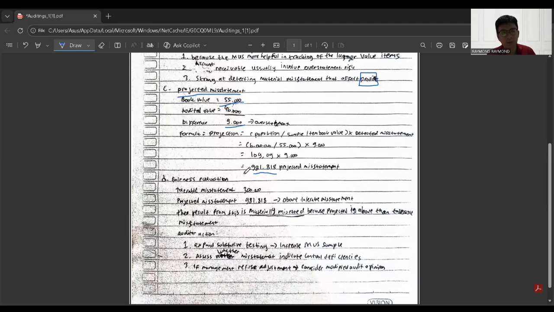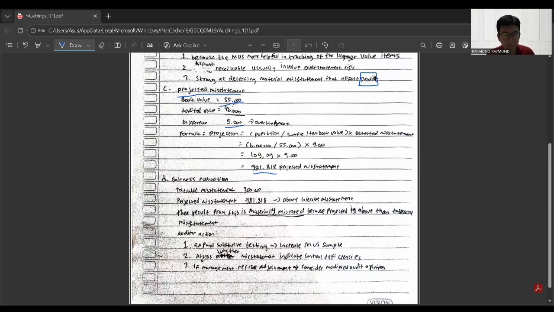Okay, next, after we calculate this, we can see the fairness of the accounts receivable. So we go to the fairness evaluation. Tolerable misstatement is 300,000. Projected misstatement is 981,818, which is above the tolerable misstatement. The result is that it is materially misstated, because the projected misstatement is above the tolerable misstatement.